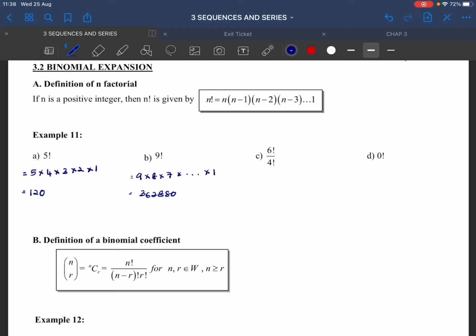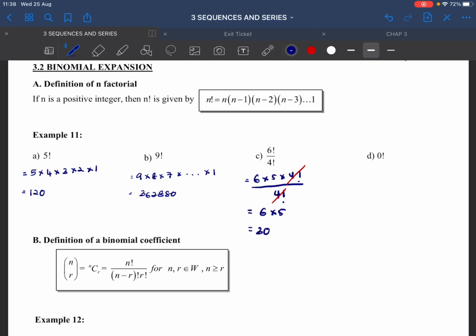Okay, so the next one, we have a fraction there. We have 6 factorial over 4 factorial. So 6 factorial, we have 6 times 5 times 4 times... Okay, let's stop until 4 factorial. Okay, sebab 4 times 3 times 2 times 1 is a 4 factorial. Divide by 4 factorial. So we can cancel out 4 factorial. So we are only left with 6 times 5, which is equal to 30.